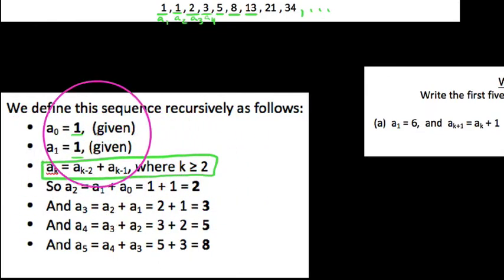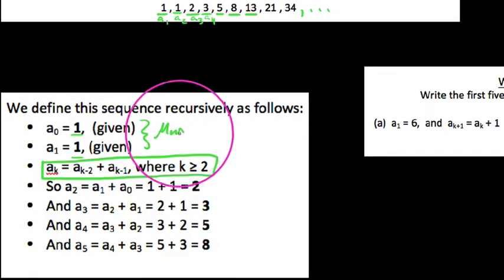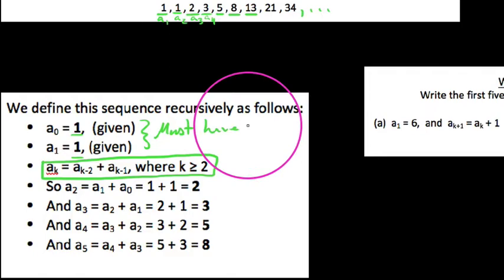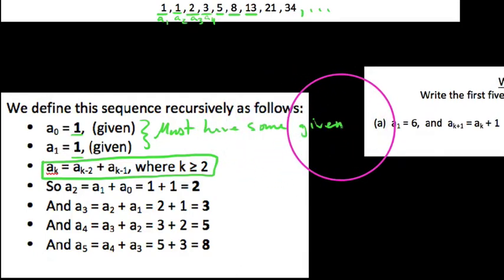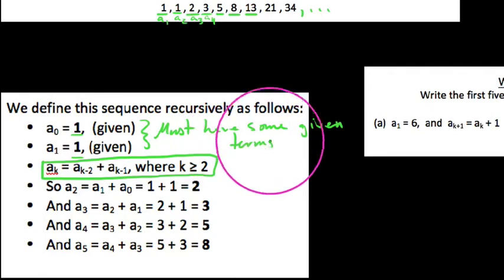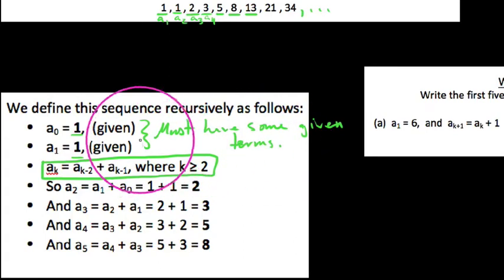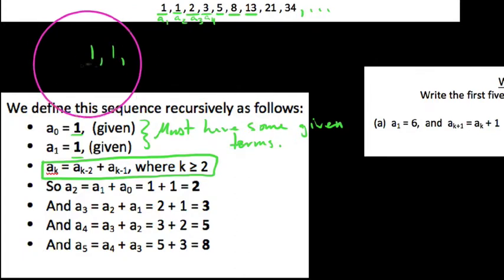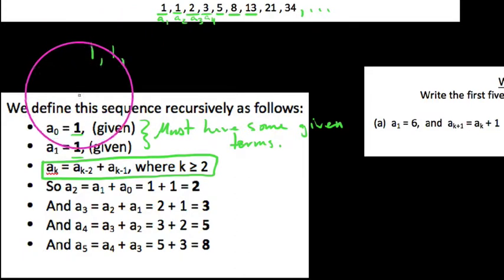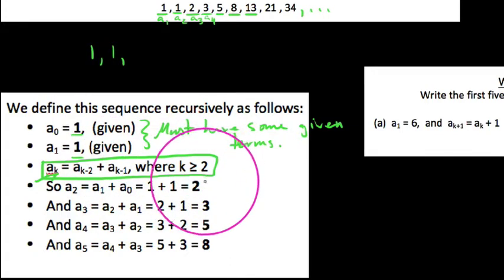When you define things recursively, the first thing that has to happen is you must have some given terms in the sequence. We just need to know some to begin with. The first two terms we were told are the 0th and first terms, which are 1 and 1. So now, knowing the 0th term and the first term, to get the kth term we take a_(k-2) plus a_(k-1), where k is greater than or equal to 2.